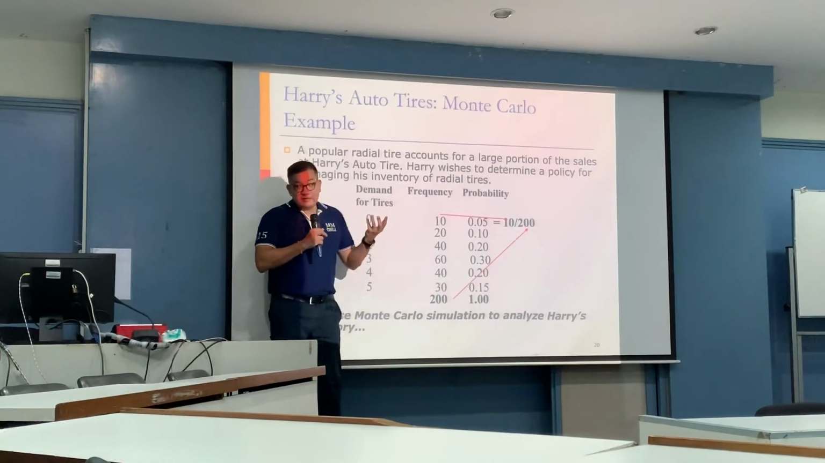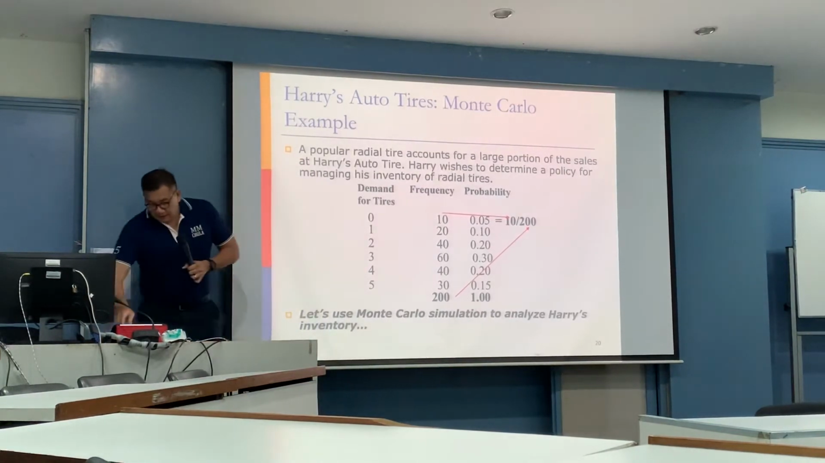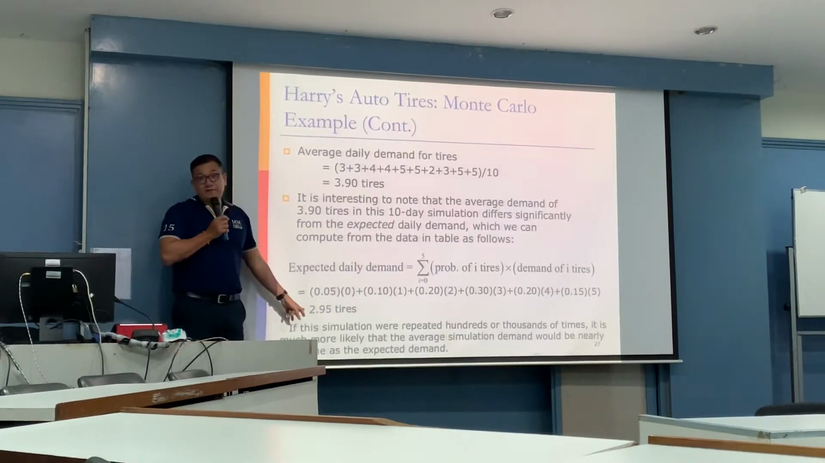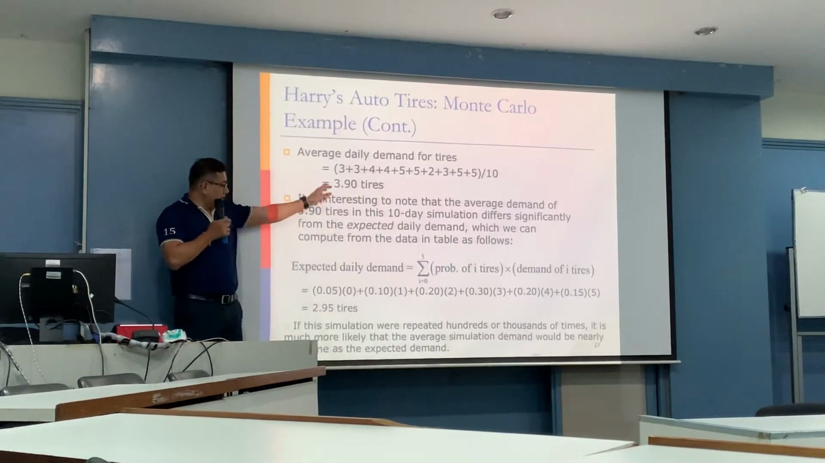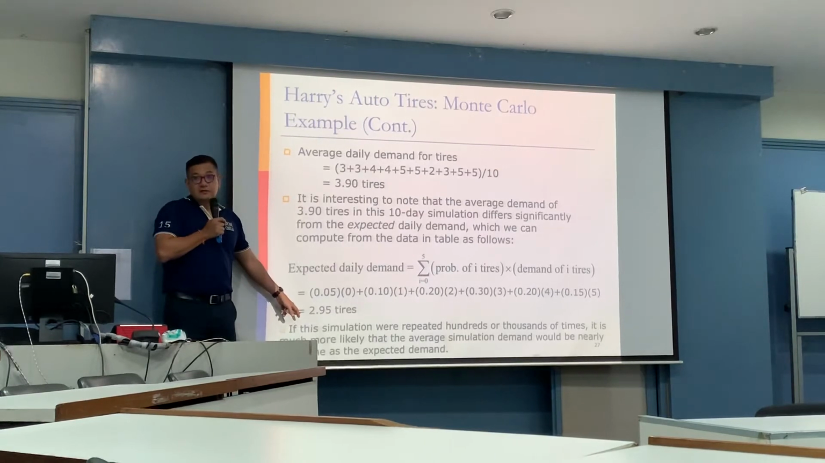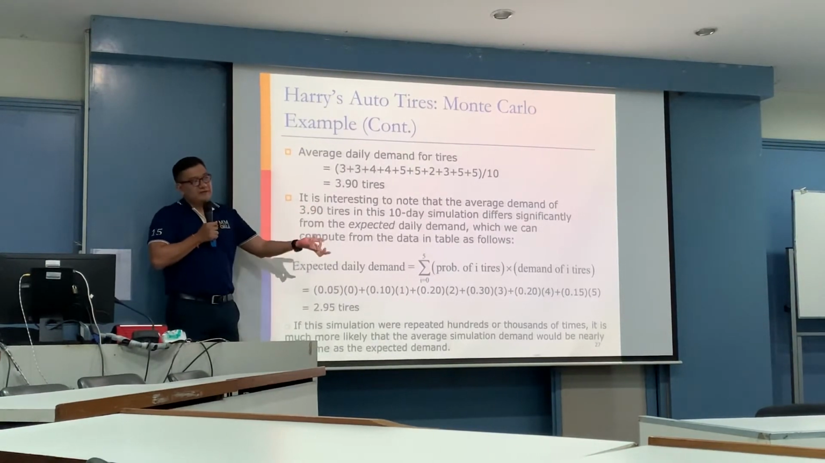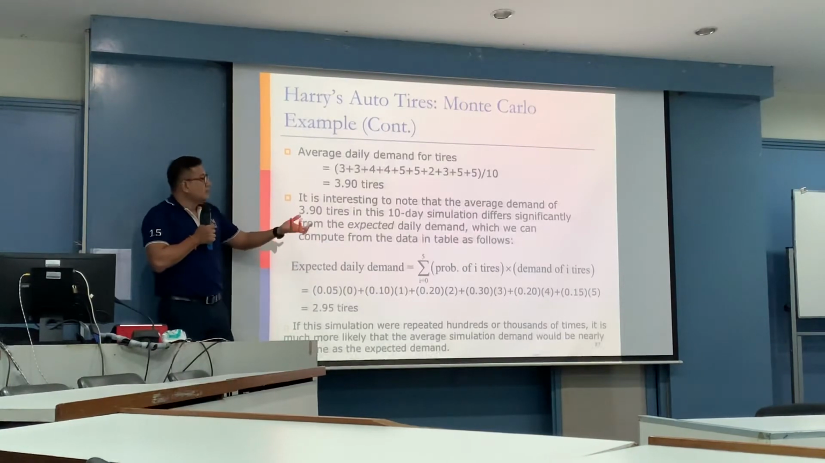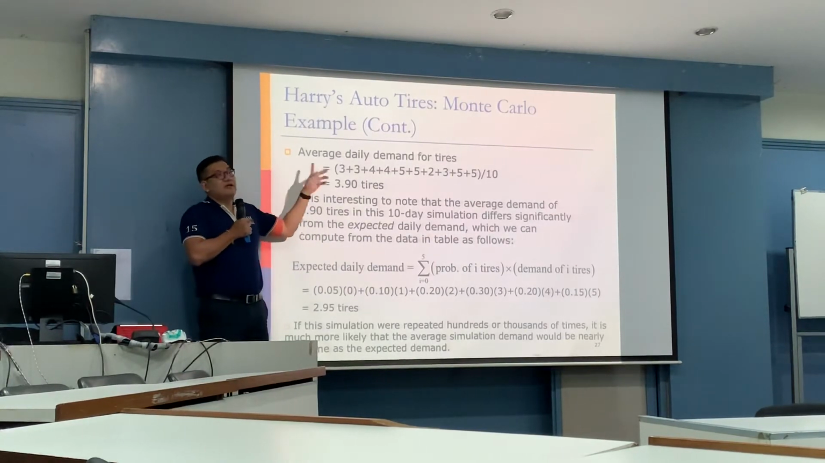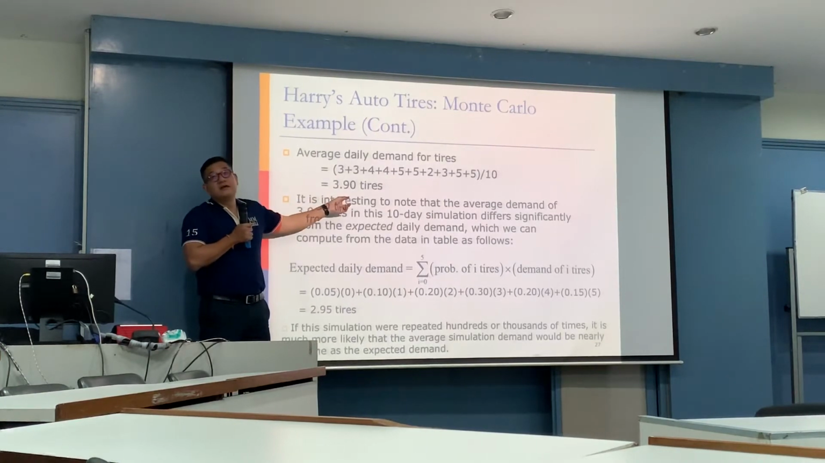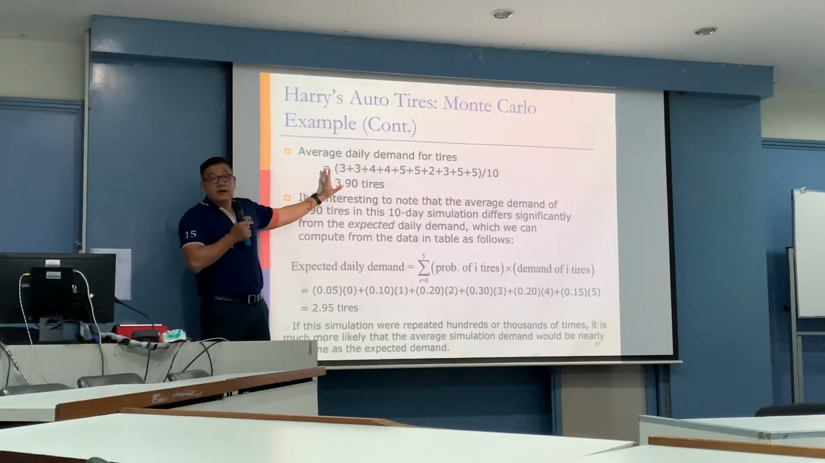Then you're going to have the expected value of demand. In this case, you're going to have 2.95. And you can see it's quite a lot different. By the concept of statistics, the expected value should be 2.95 for the average. But using the Monte Carlo simulation with just one set of numbers, we have an average of 3.9. But don't forget, this is just a small one.